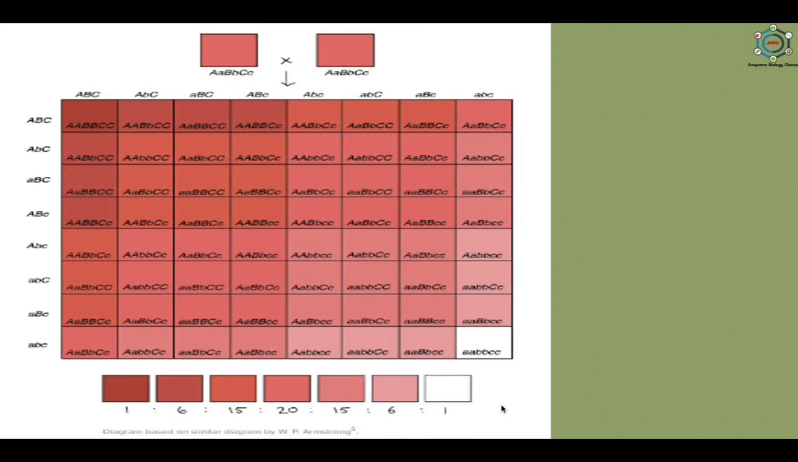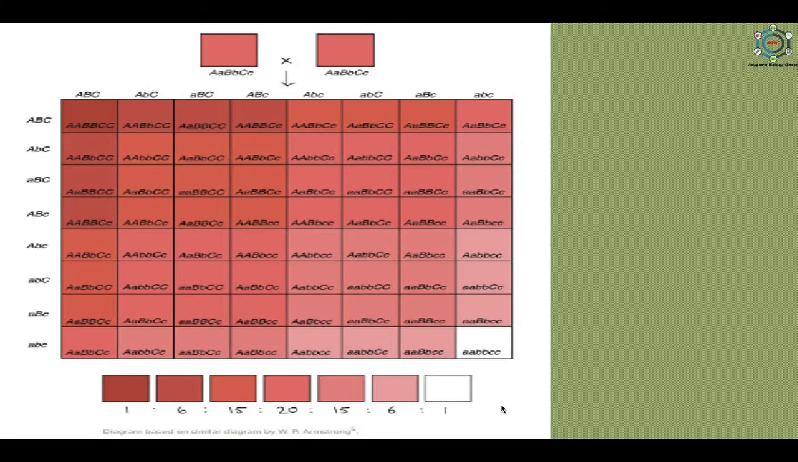Here you can see a cross between a pure negro and a pure white produces F1 hybrid offspring with the genotype capital A, small a, capital B, small b, capital C, small c. And the skin color phenotype is mulatto, which is intermediate between the two parents. The F1 hybrid forms 8 kinds of gametes in each sex, giving 64 combinations in F2 generation, having 7 genotypes and as many phenotypes.